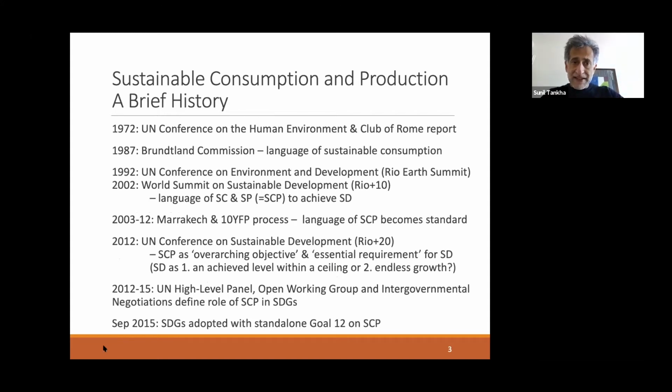I'm putting up this slide to show that what we're talking about did not have its origins in the 2010 to 2015 period, when the United Nations seriously started talking about sustainable consumption and production, or the sustainable development goals in general, but rather started all the way back in the early 70s. So we're really talking about a 50-year period of discussion along these issues.